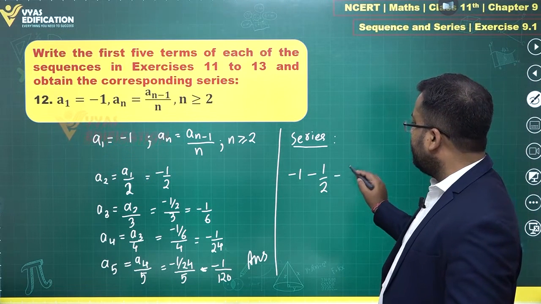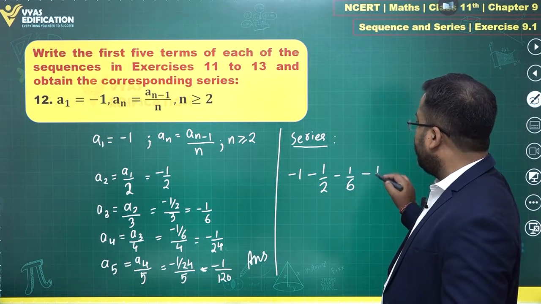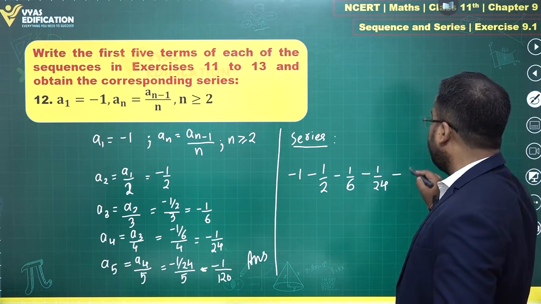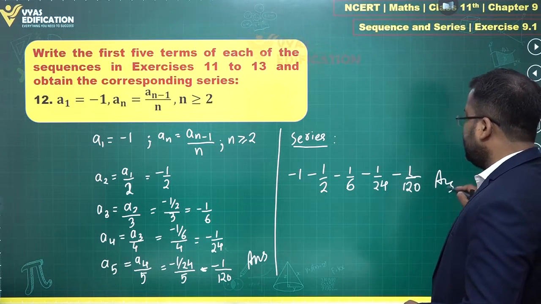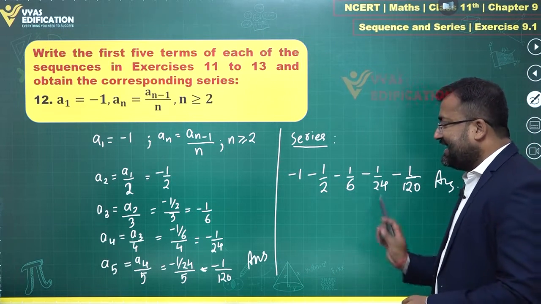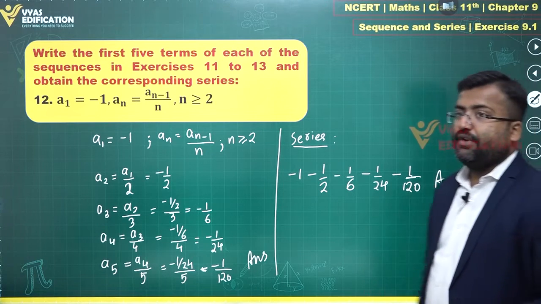Then you have minus 1 by 6. Then you have minus 1 by 24. And further you have minus 1 by 120. That's my required series over here, the terms and the corresponding series. That's what you have in this question.